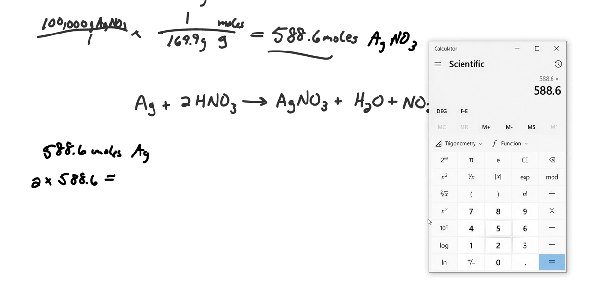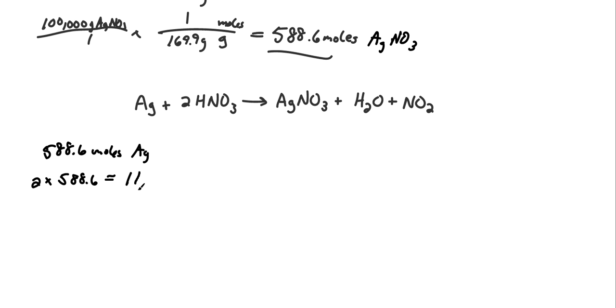588.6 times 2 equals 1,177.2 moles of nitric acid. Okay. So we know that now.